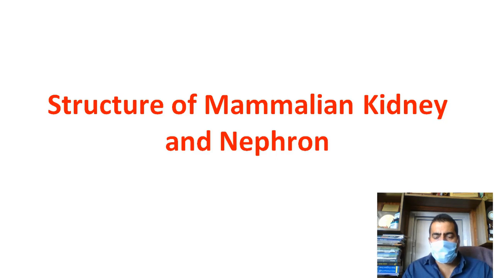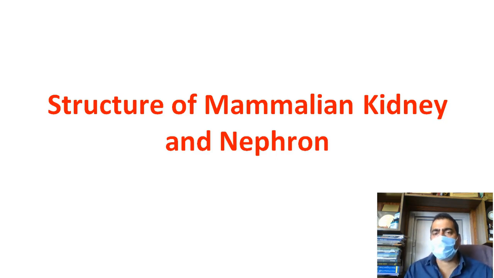Ladies and gentlemen, for example, if we discuss the invertebrates, there are Malpighian tubules. In the case of earthworm, you have seen chloragogen cells and so many other tissues or organs responsible for excretion. But as far as the vertebrates are concerned, they contain a well-developed kidney.